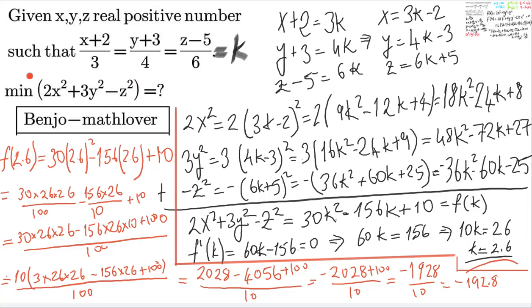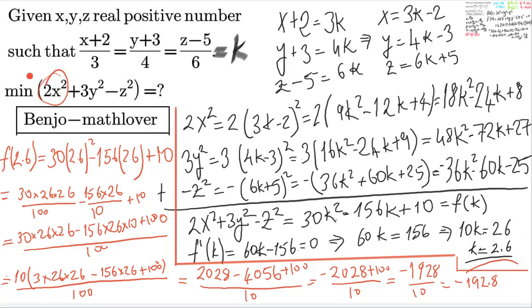To solve this, first we need to write all these x, y, z in terms of one letter. If the common ratio is k, we can write x, y, and z in terms of k. For example, x plus 2 divided by 3 equals k, so x plus 2 equals 3 times k, so x equals 3k minus 2. Likewise, y plus 3 equals 4k and z minus 5 equals 6k. Making y and z the subject, y equals 4k minus 3 and z equals 6k plus 5. Now we have x, y, z in terms of k.